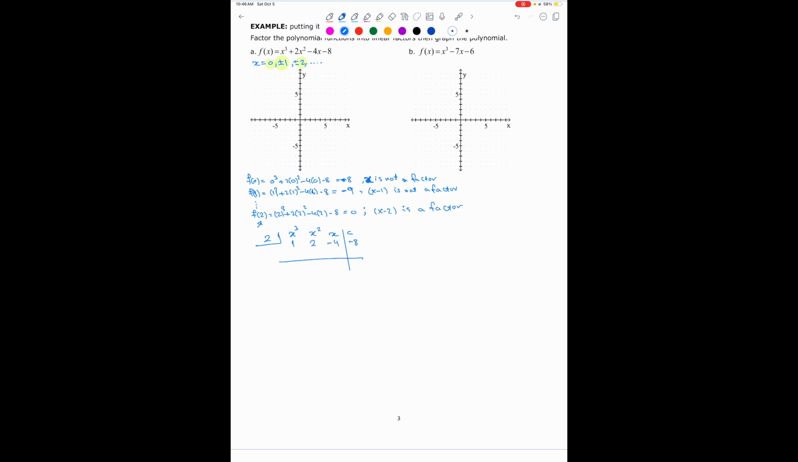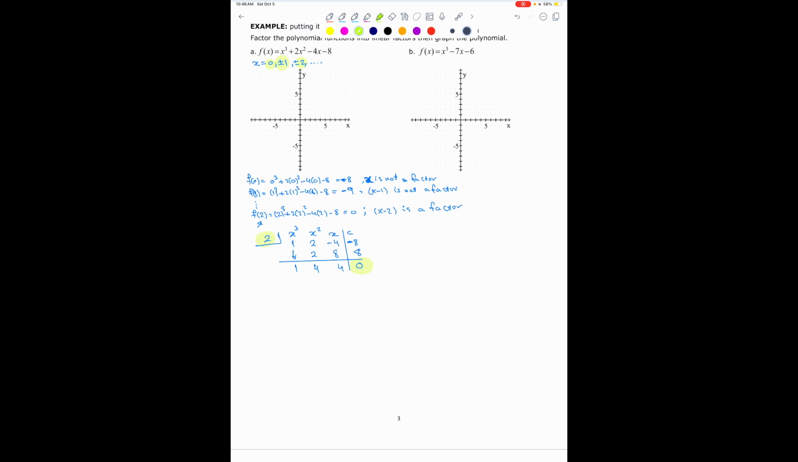The first number comes down. 1 times 2 is 2. We're going to add 4. 4 times 2 is 8. Negative 4 plus 8 is 4. 4 times 2 is 8. Negative 8 plus 8 is 0. So we verified here that actually 2 is going to be a zero, and x minus 2 is going to be a factor.